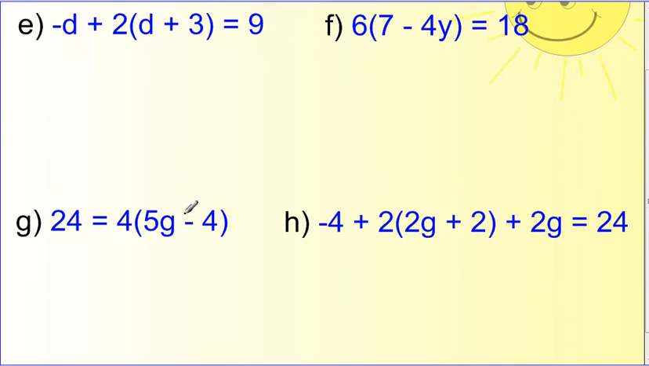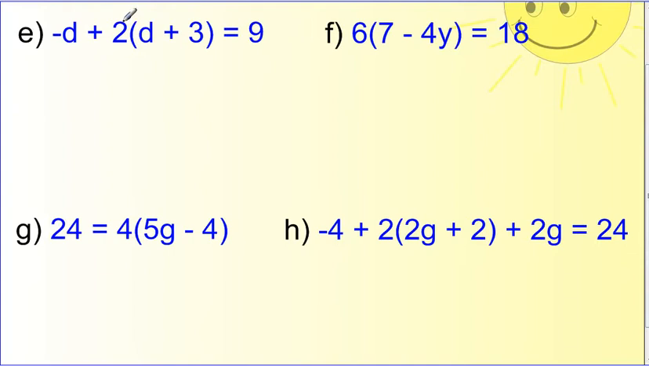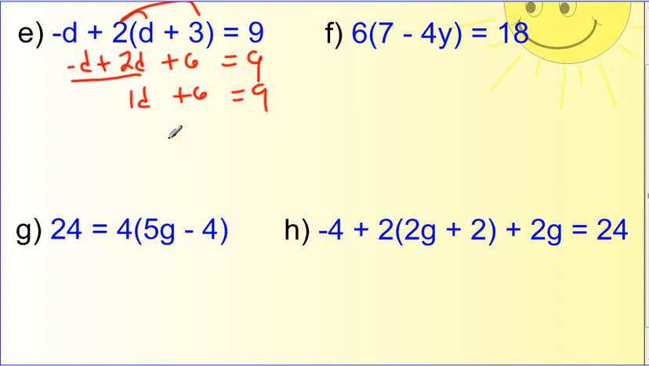Okay, let's do them. So let's change color here, and we're going to distribute. So we're going to take that times that times that. That gives us 2d plus 6 equals 9, negative d plus. A negative d and a positive 2d give us 1d plus 6 equals 9. I'm going to get rid of my add and subtract, so I have minus 6, 1d equals 3.